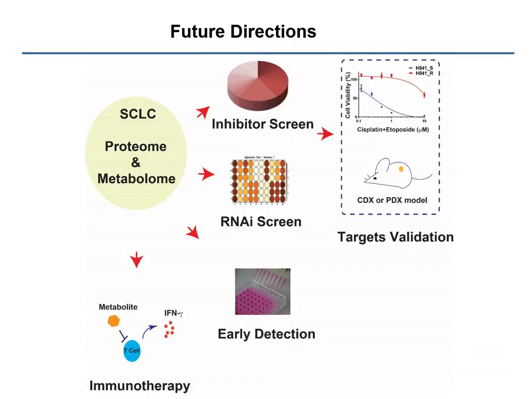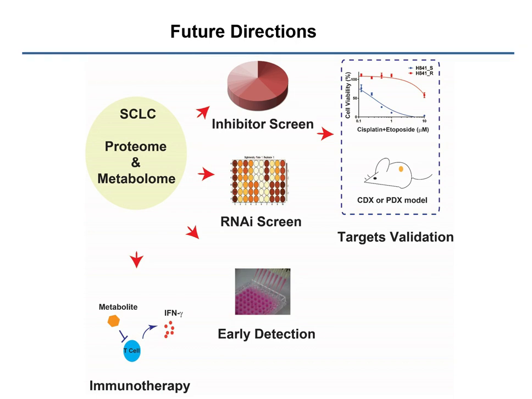Here is our future direction. There are a couple of ways we can move this project forward from the small cell lung cancer proteome and metabolomic studies. First, we generated a metabolic inhibitor library. It covers more than 80 compounds, targeting 30 primary metabolic enzymes. Also, we can use a custom siRNA library to knock down the interesting enzymes. So both screens can validate our interesting enzymes related to small cell lung cancer survival and growth.